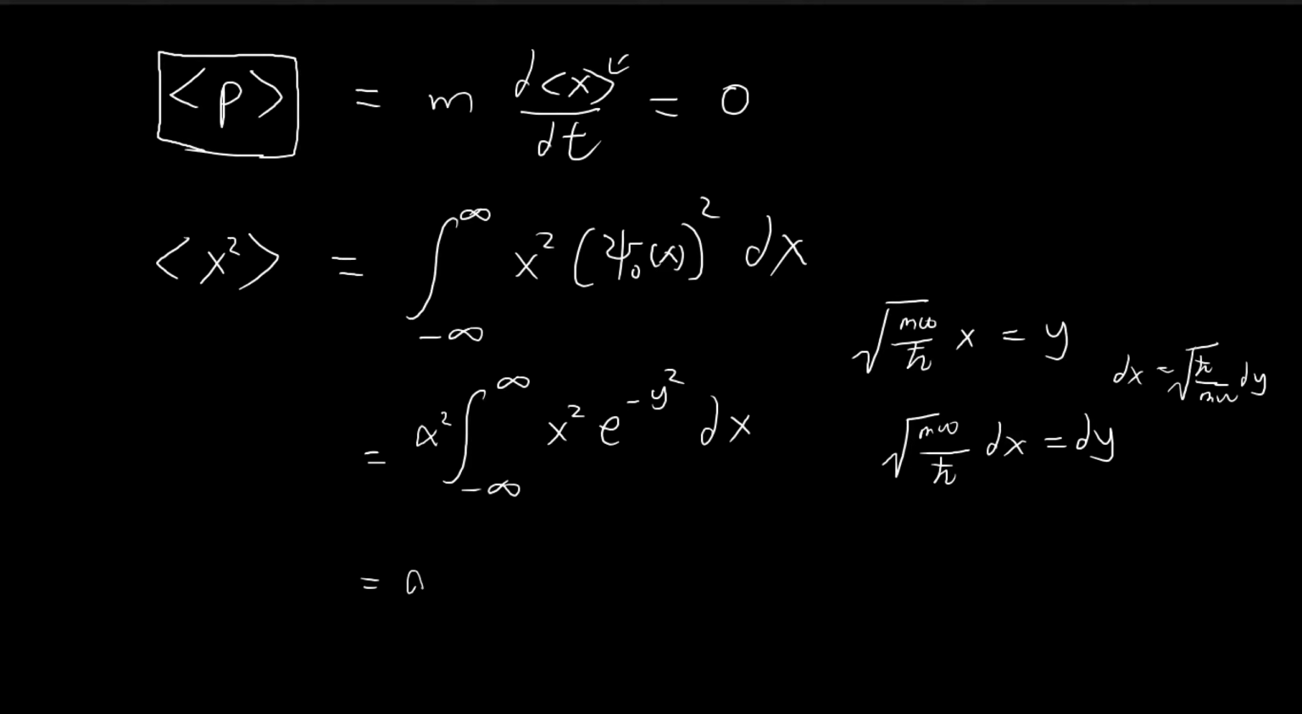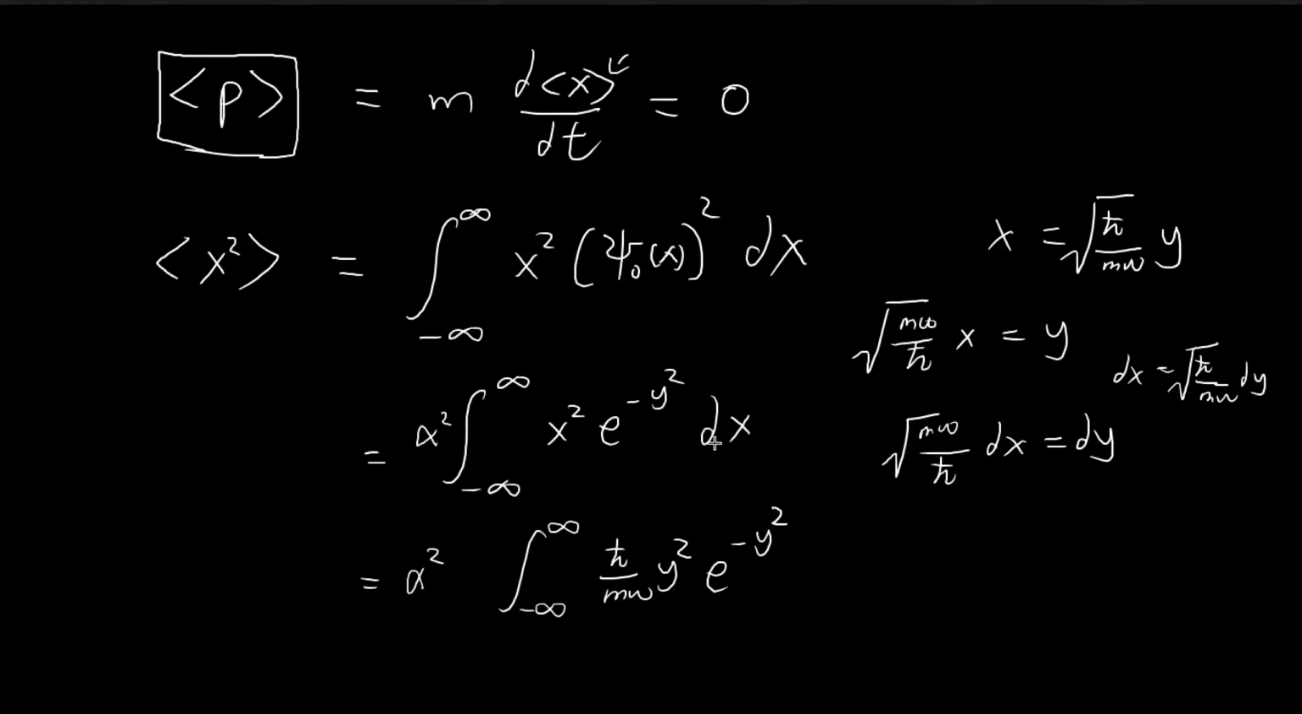So we're going to have alpha squared, negative infinity to infinity, x squared, that's going to be equal to, so x, you see that it's equal to the square root of h bar divided by m omega times y. So x squared is just going to be equal to h bar divided by m omega times y squared. And then here we can just retain this term, e to the power of negative y squared. And then dx is equal to the square root of h bar divided by m omega dy.